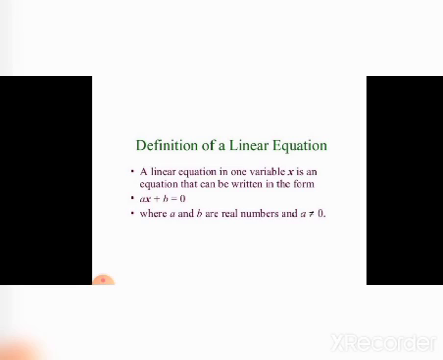A linear equation in one variable x is an equation that can be written in the form ax plus b equals to 0. Here a and b are real numbers. Real number means you can put any numbers like 0, 1, 2, 4, 5, -3, etc. But one condition is there. In place of a, we cannot put 0.